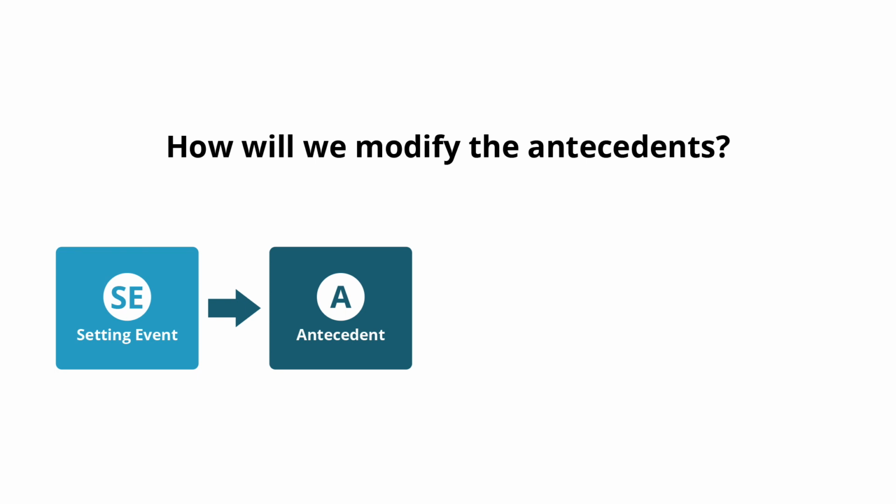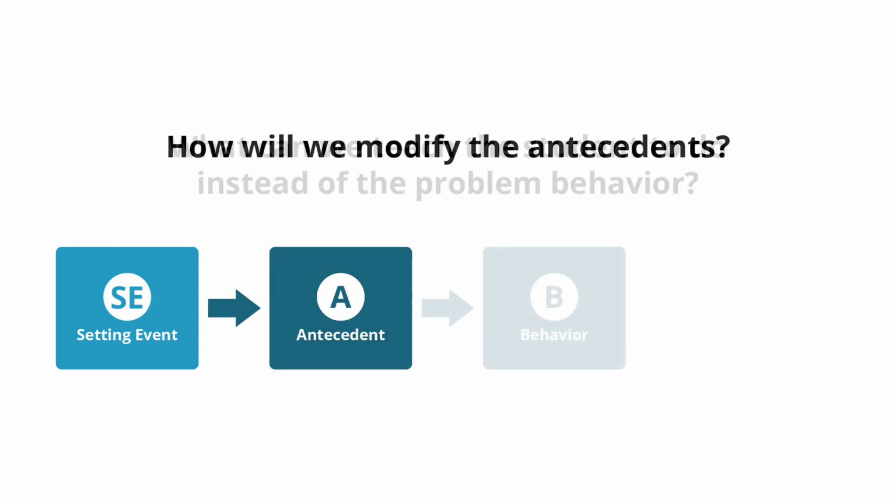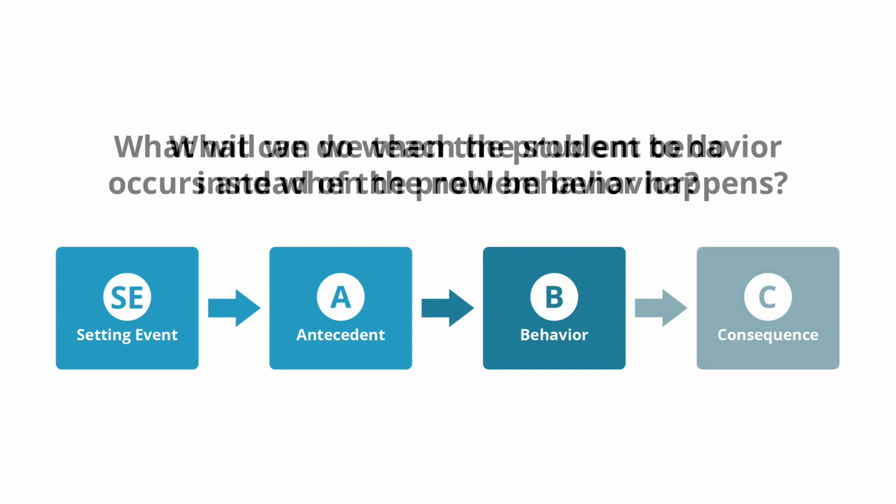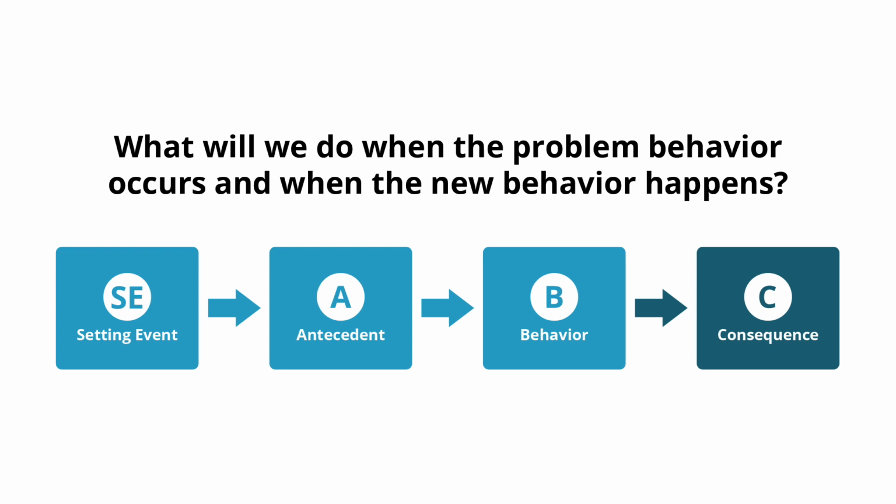Because we're interested in teaching the student new skills that he or she can rely on in the future, when you consider the behavior, think about what you can teach the student to do instead of the problem behavior. Importantly, this new behavior should have the same function as the problem behavior or be an acceptable alternative. Finally, consider the consequences by asking, what will we do when the problem behavior occurs? And what will we do when the new behavior happens? All of these strategies must be based on the function of the problem behavior.